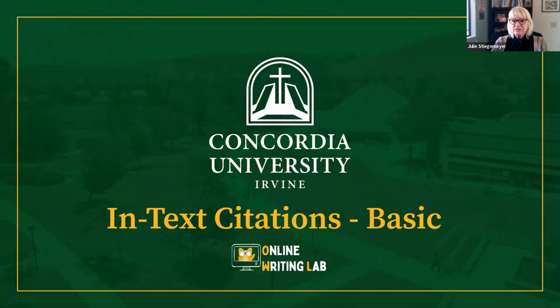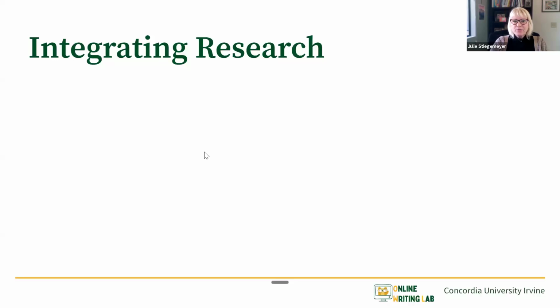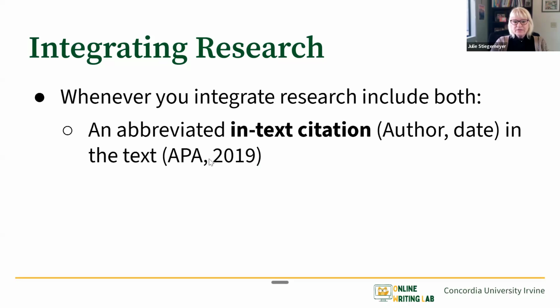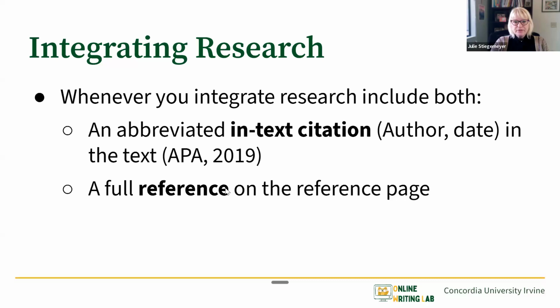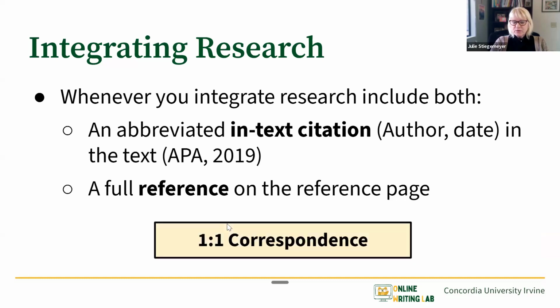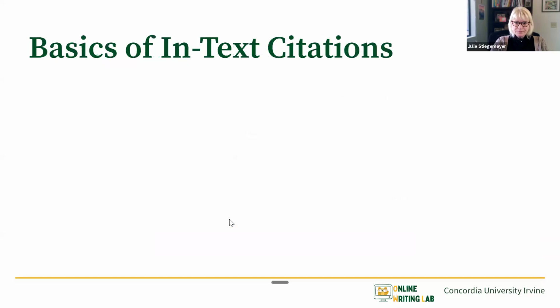In this video, I'm going to share some basics for APA in-text citations. Whenever we integrate research into our work, we need to make sure that we are including both the shorthand version of the source in the text, which we call an in-text citation, and the full reference on the reference page so that the reader can look up that source for themselves. So we have this one-to-one correspondence. What is in the in-text citations must appear in the references and vice versa.